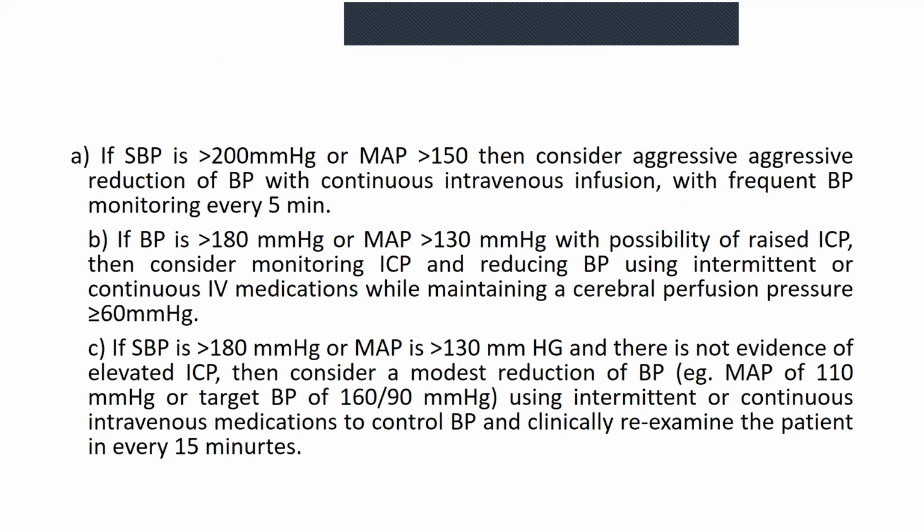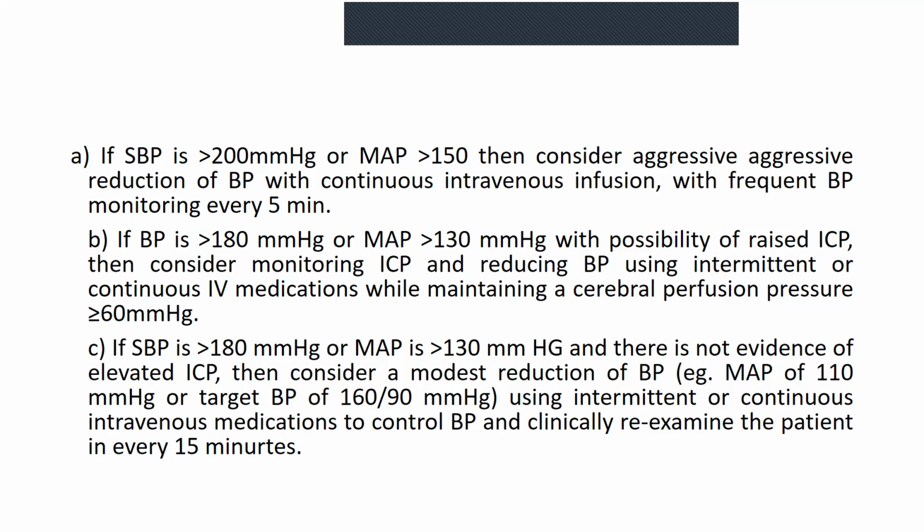If systolic blood pressure is more than 200 mmHg or MAP more than 150 mmHg, then consider aggressive reduction of BP with continuous intravenous infusion with frequent BP monitoring every 5 minutes. And if the BP is more than 180 mmHg or MAP is more than 130 mmHg with possibility of raised ICP, then consider monitoring ICP and reduce blood pressure using intermittent or continuous IV medications while maintaining cerebral perfusion pressure at 60 to 80 mmHg.